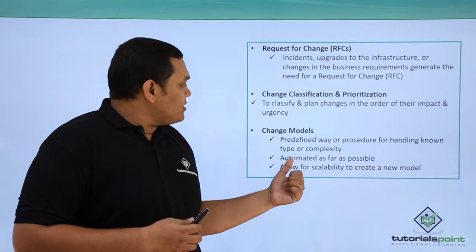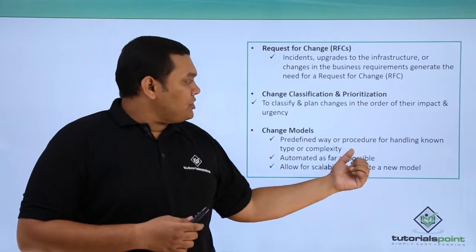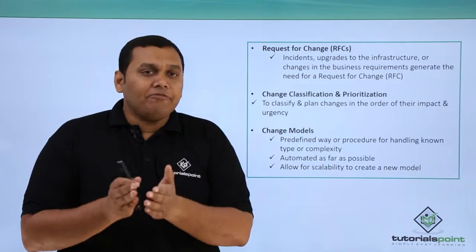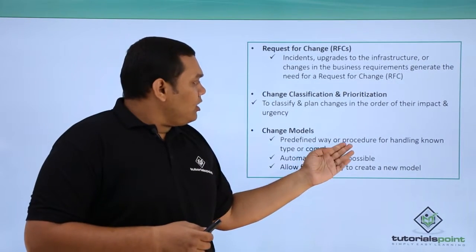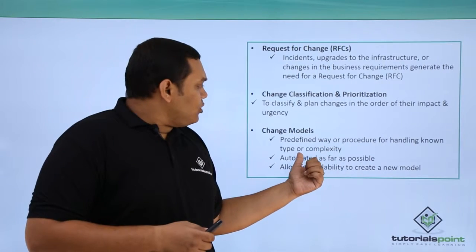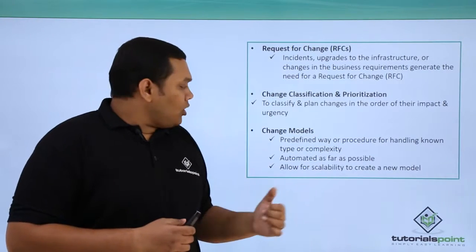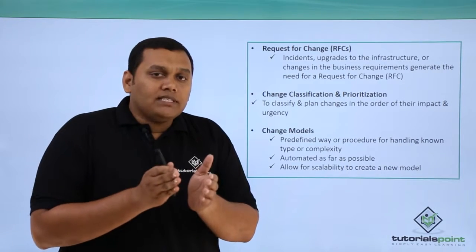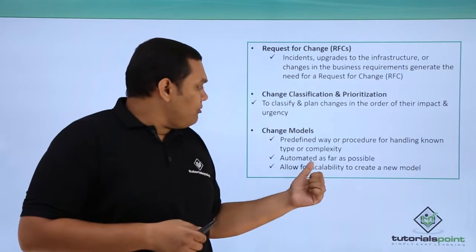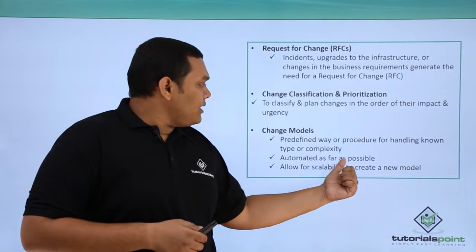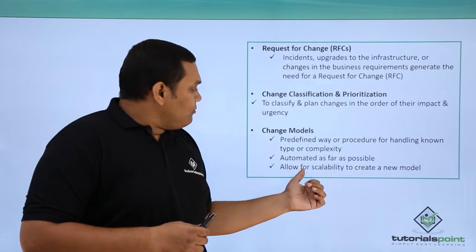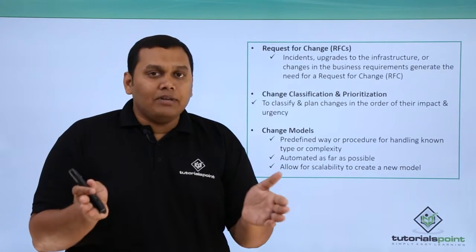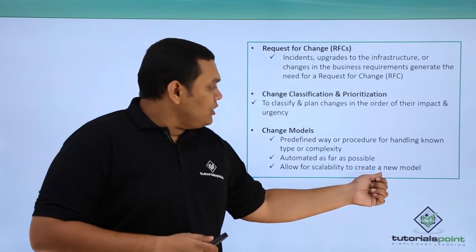Coming to change models, a predefined way or procedure to handle a known type or complexity. That means there will be a predefined process or a way to handle the known type of complexity and also automated as far as possible. So, these are the complex and also automated ways so that the change models can be implemented. Allow for scalability to create a new model. So, they will have the scalability to allow implementing a new model.